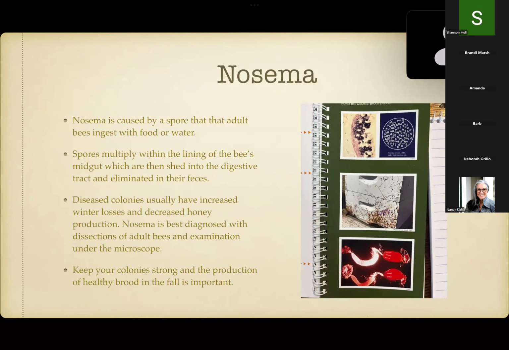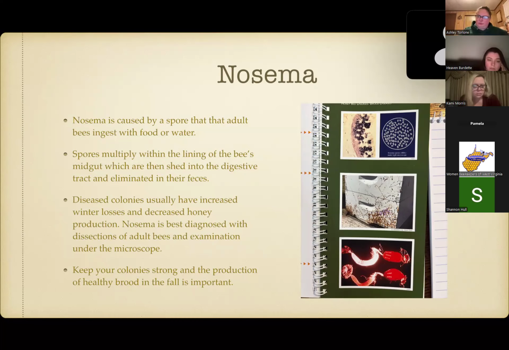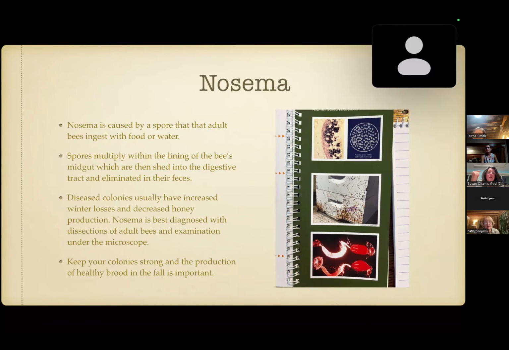Nosema is caused by a spore that the adult bees eat when they ingest food and water. These spores get into the lining of their midgut, down in their belly, and then it sheds into their digestive tract and is eliminated in their feces. So what happens with these diseased colonies? They've got bad gut syndrome, and it causes them to have increased winter losses and decreased honey production.